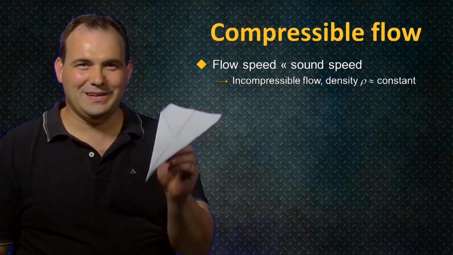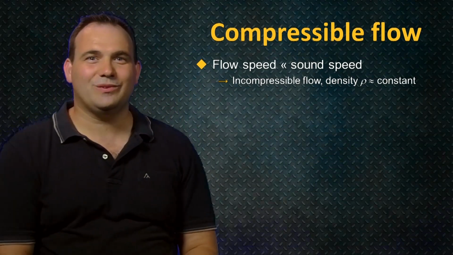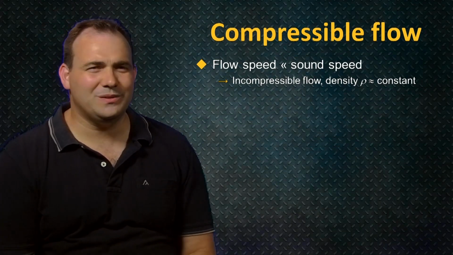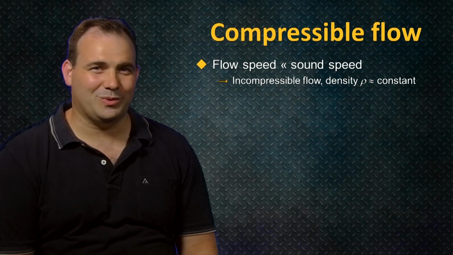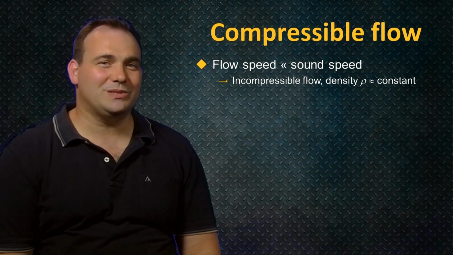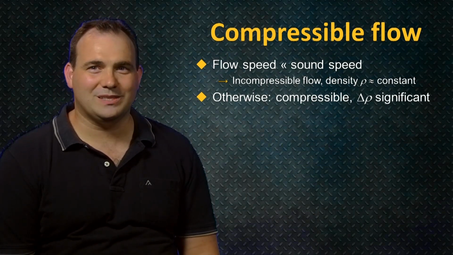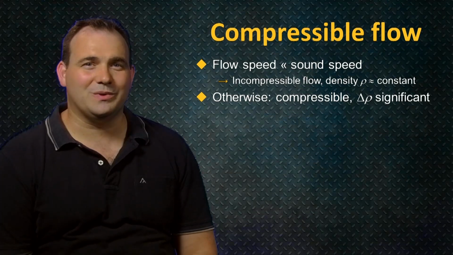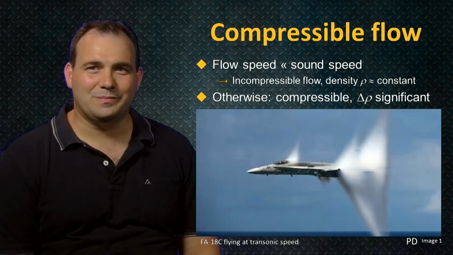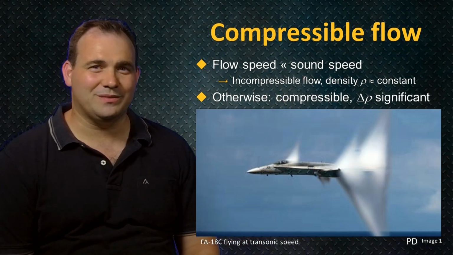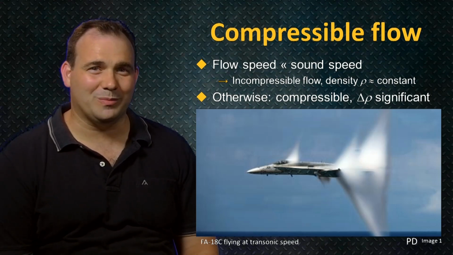When I throw this paper plane, the air moves slowly over it, and if we measured the density of the air flowing around the plane, it wouldn't vary from that in the rest of the room. We also didn't see any unusual phenomena as the plane was flying. However, when the speed of the flow becomes comparable to the speed of sound, the flow becomes compressible. Density changes become significant, and all sorts of interesting phenomena start to occur. For example, multiple vapor cones form around this aircraft flying close to the speed of sound, which we certainly didn't see around the paper plane.